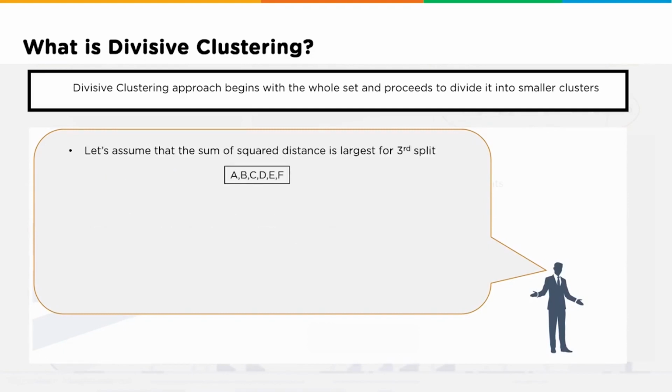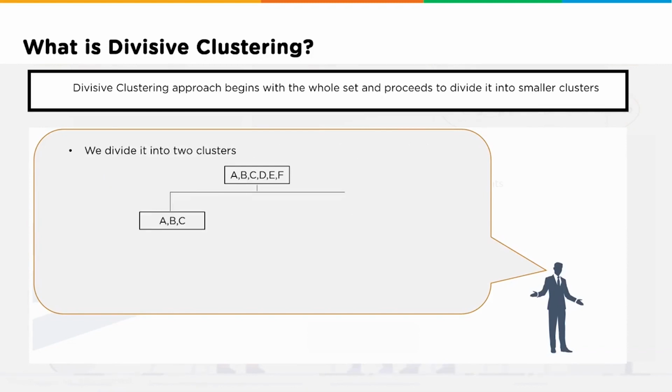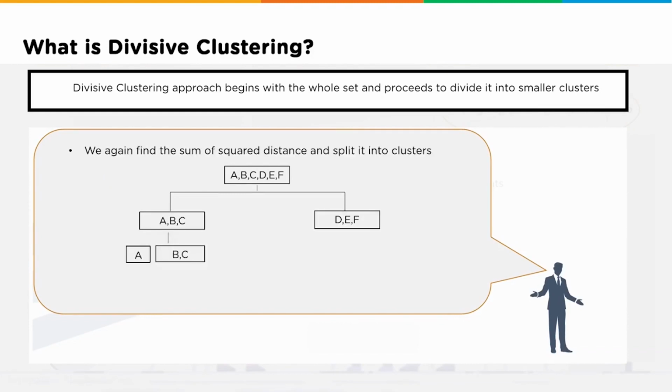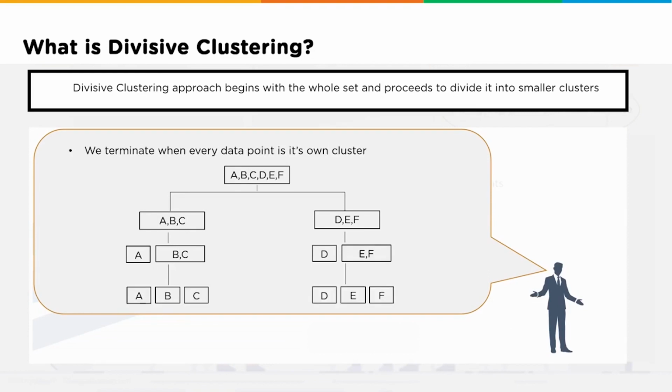Let's assume that the sum of squared distance is largest for the third split we had up above, and that's where we split the ABC out. And if we split the ABC out, we're left with the DEF on the other side. We again find the sum of squared distances and split it into clusters. So we go from ABC, we might find that the A splits into BC and D into EF. And again, you start to see that hierarchical dendrogram coming down as we start splitting everything apart. And finally, we might have A splits in B and C, and then each one gets their own DEF. And it continues to divide until we get little nodes at the end and every data has its own point. Or until we get to K, if we have set a K value.